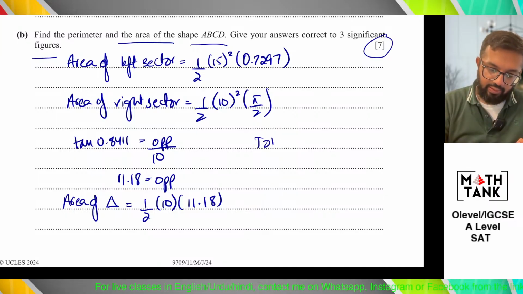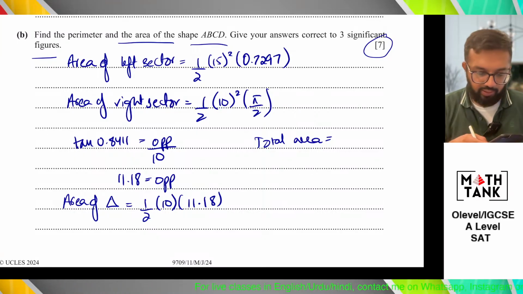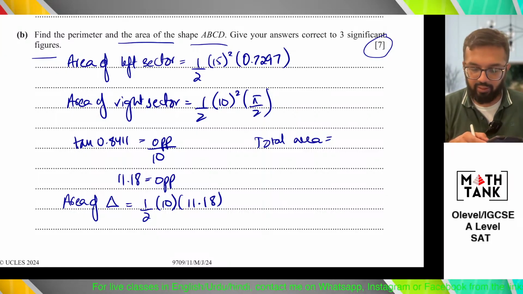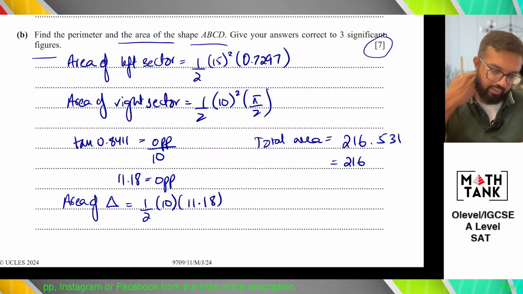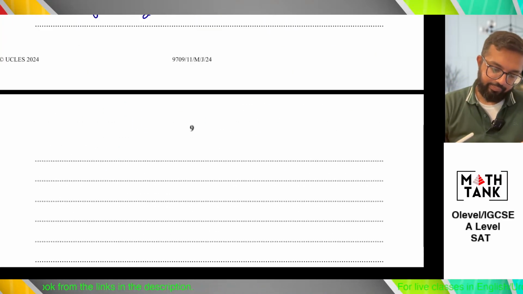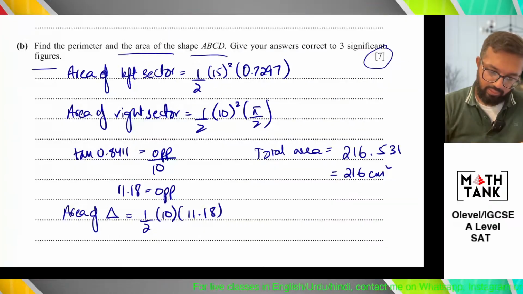The total area is then, let's add all of them up: 0.5 into 15 squared into 0.7297, plus 0.5 into 10 squared into pi over 2, plus 0.5 into base into height. That gives 216.216 square centimeters. Let me check if I have the area correct. 216, correct to 3 significant figures.